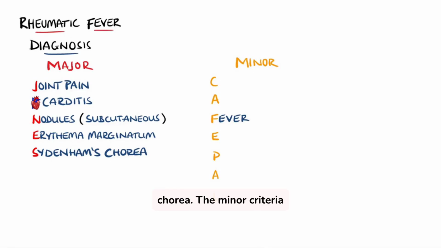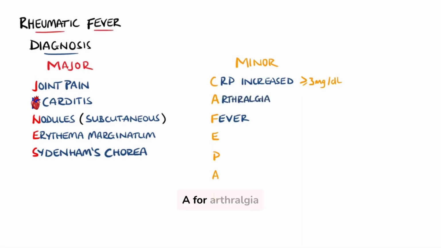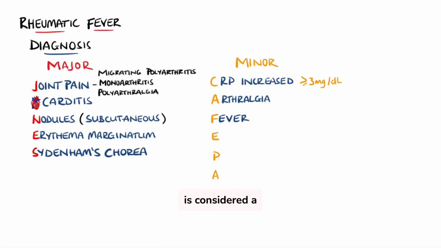The minor criteria are given by the CAFI-PAL portion. C stands for an increased CRP above 3 mg per deciliter. A for arthralgia, which may seem strange as we already mentioned joint involvement. The reason is that migrating polyarthritis is considered a major criterion in all populations, while monoarthritis and polyarthralgia are only included as major criteria in high-risk populations. Otherwise, they are considered as minor criteria.